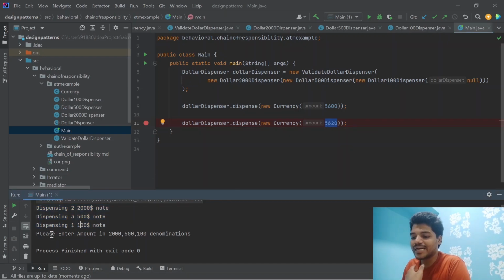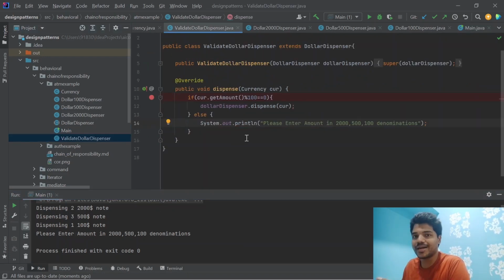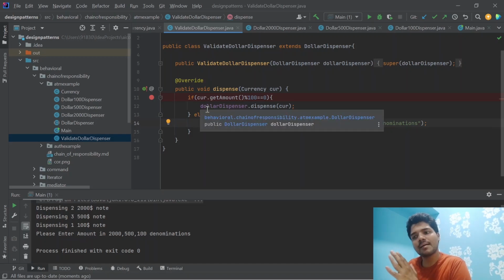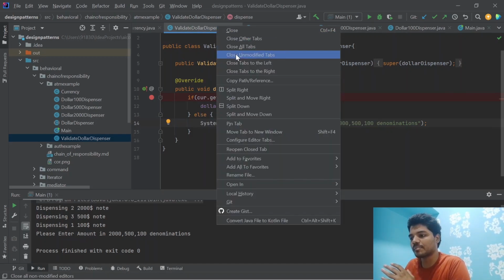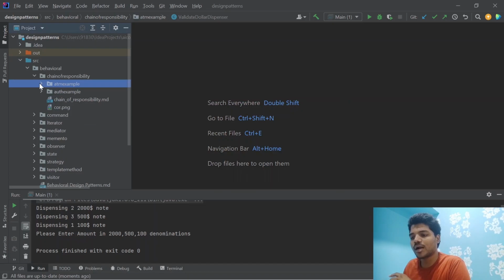Here it is asking to please enter the amount in 2000, 500 and 100 denominations, which means the validation of the denomination itself failed. So this is one of the best examples when it comes to the chain of responsibility principle. I'll explain it in a more advanced way, when it comes to authentication.